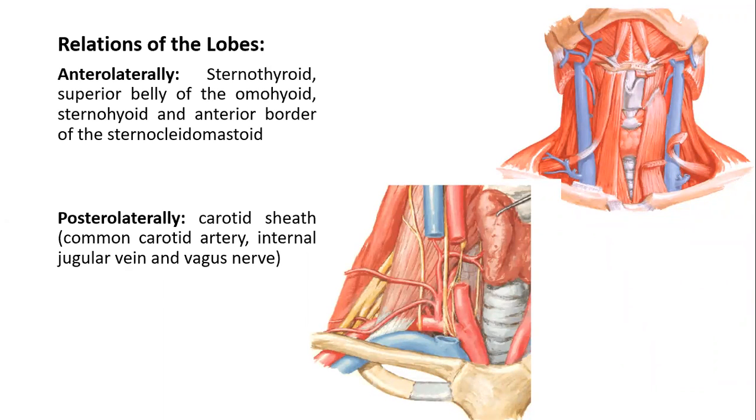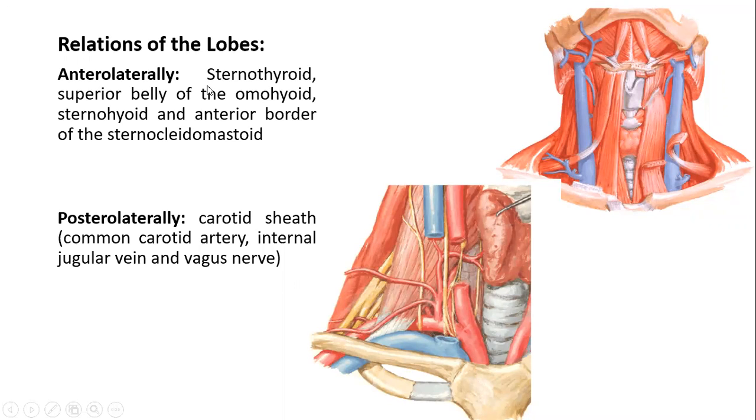Coming to the relations of the lobes. If you see here, this is the thyroid gland deep under the muscles. So what are the relations? Anterolaterally, we have the sternothyroid. So this is the sternothyroid muscle. Then the superior belly of the omohyoid. This is the inferior belly, and this is the superior belly of the omohyoid, which is in front of this thyroid gland.